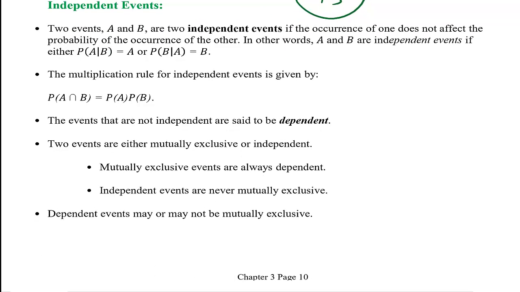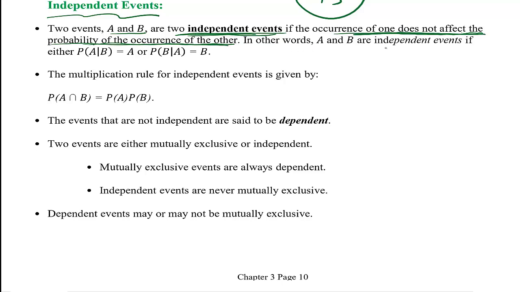Independent events. Two events A and B are said to be independent. We call the two events independent if the occurrence of one does not affect the probability of the occurrence of the other.